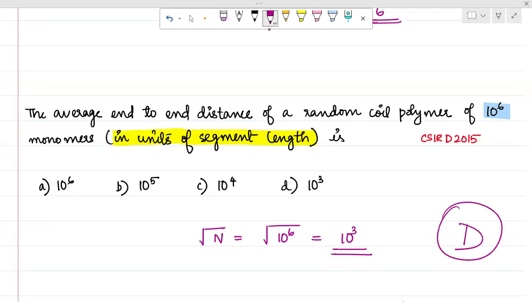Correct answer is option D. Question was asked in CSIR December 2015. Very easy question.